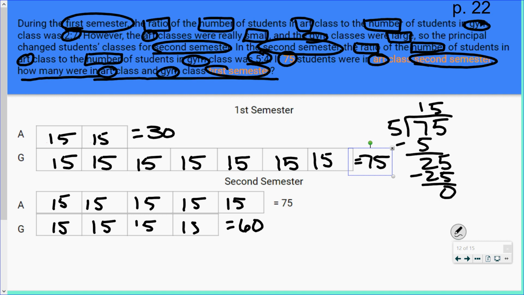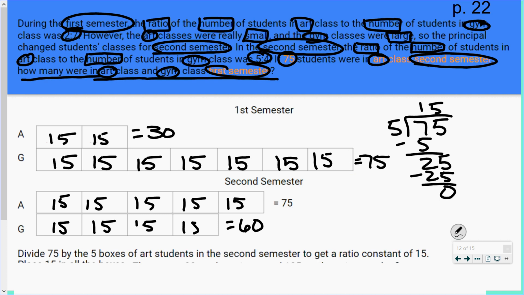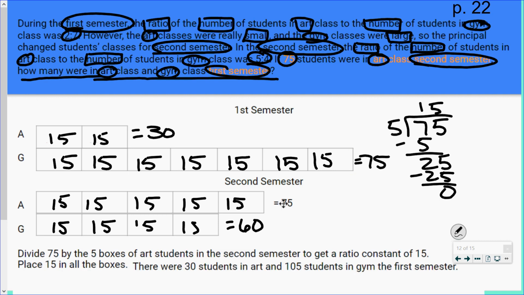No, because our question specifically asks how many are in art and gym in the first semester. So we can now say there were 30 students in art and 105 students in gym the first semester. Should we write that in a full sentence?